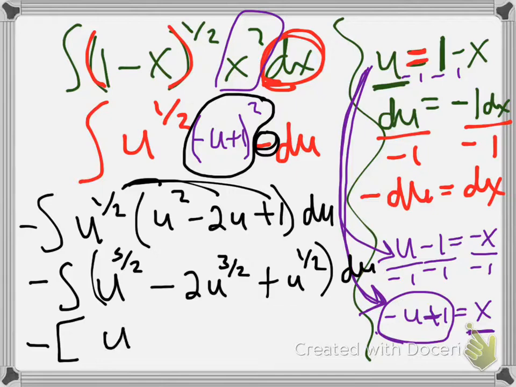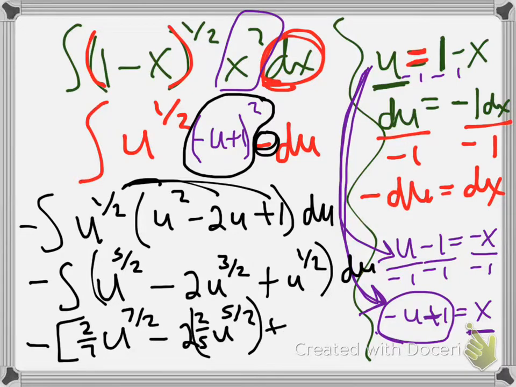U to the 5/2 becomes u to the 7/2 divided by 7/2, which we flip and write as 2/7, minus 2u to the 3/2 becomes u to the 5/2 divided by 5/2, which we'll flip and put as 2/5, plus u to the 1/2 is u to the 3/2 divided by 3/2, which we'll put as 2/3. Add a little plus c here at the end, and we actually have an answer.